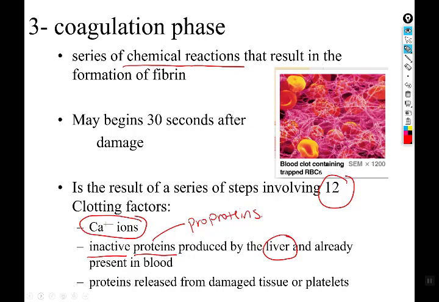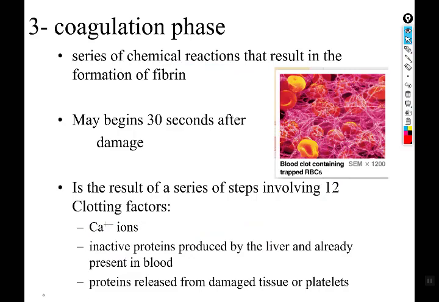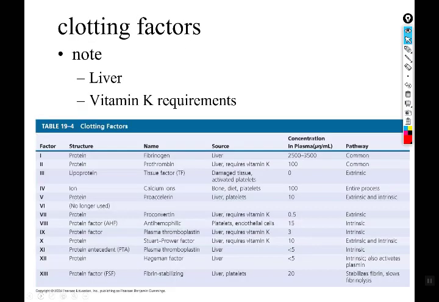So proteins are released from damaged tissues or platelets, and they cooperate with the calcium ions and the liver proteins to sort of do this elaborate, coordinated dance that results in coagulation. So let's take a look at that.